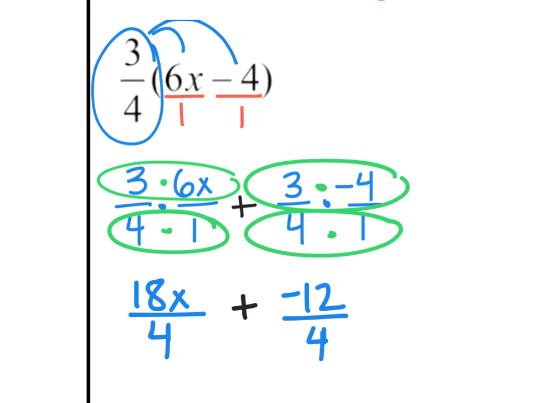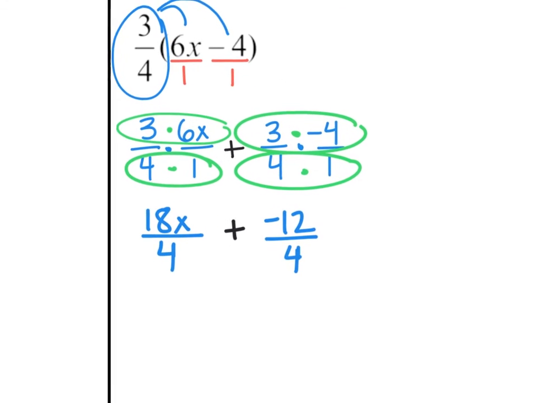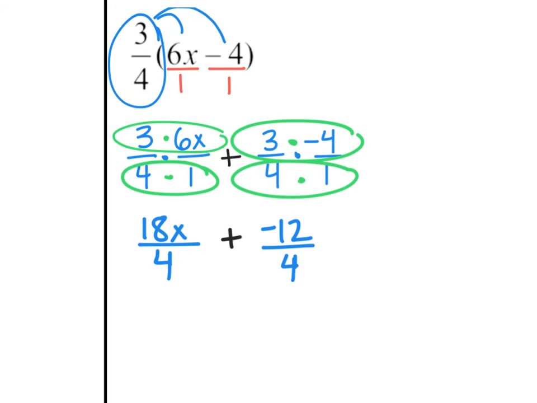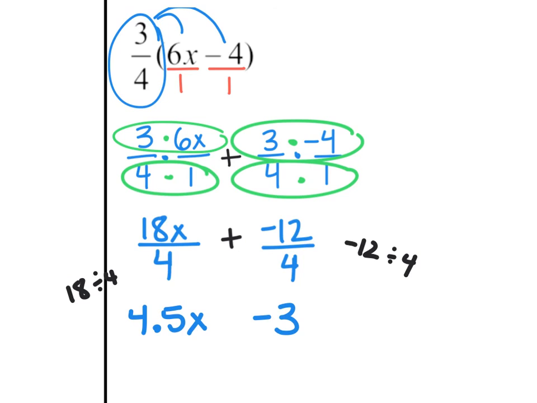Now this is correct, but that's not as simple as it can get. I can actually divide these things. The first fraction I can do 18 divided by 4, which would give me 4.5. And I tack on the x. Over here I can do negative 12 divided by 4, which would give me negative 3. And then we add our terms together. So this is my final answer.